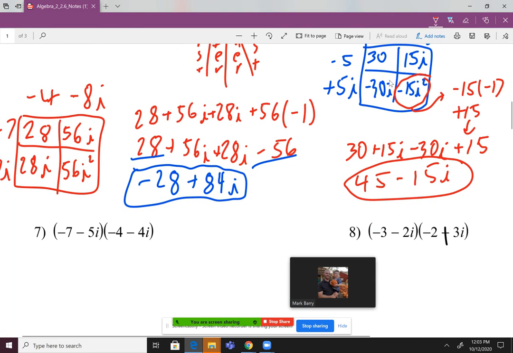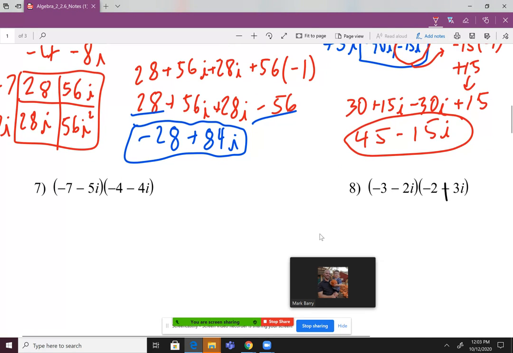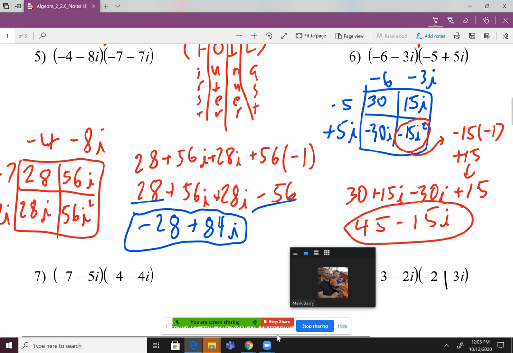All right, let's try out 7 and 8 now. Once again, for number 8, go ahead and change that second parentheses to say negative 2 plus 3i, so we can practice with that. So, let's do number 7 and 8 here on your own, and then we'll go over the answers together, okay? Ready, go.